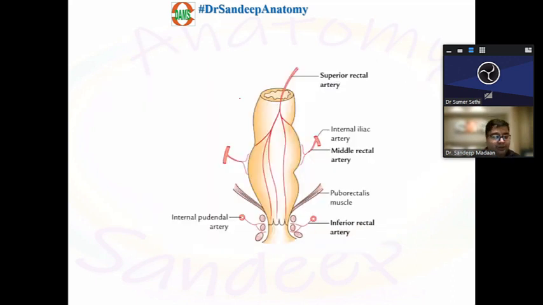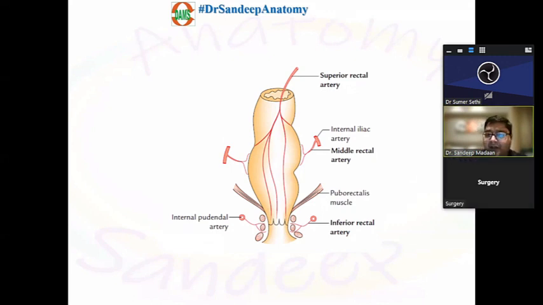Now let us talk about its blood supply. Basically, we can say the arterial supply, venous drainage, lymphatic drainage, right? And here, let me describe these arteries. Superior rectal artery is a branch of inferior mesenteric artery, okay? And can you tell me, middle rectal artery is a branch of what? Middle rectal artery is a branch of internal iliac artery, and inferior rectal artery is a branch of internal pudendal artery.